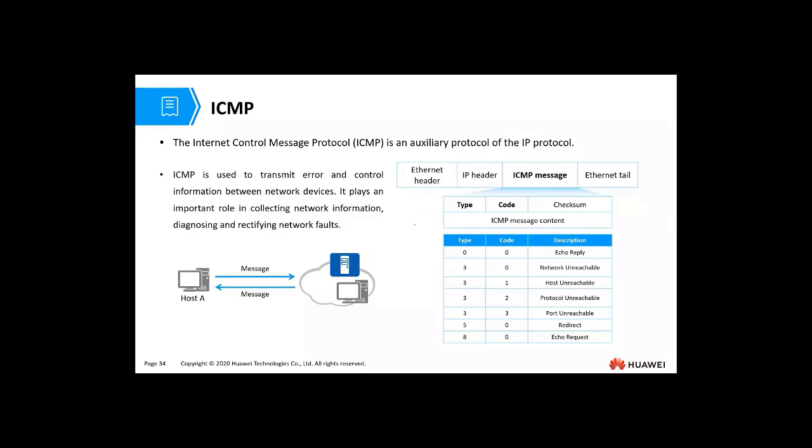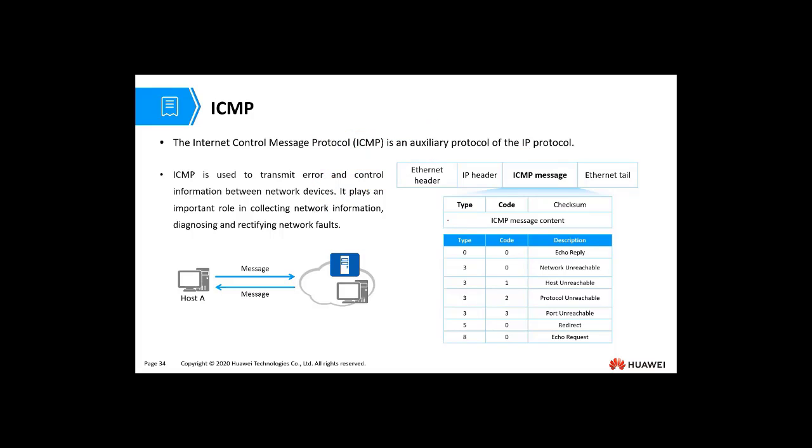In order to improve the efficiency of IP data packet forwarding and the success rate of packet exchange, we use ICMP at the network layer. It allows hosts and devices to report errors during packet transmission. So when you receive something like request timed out, destination network unreachable, destination host unreachable, port unreachable, or reply from this, all that is ICMP at work.